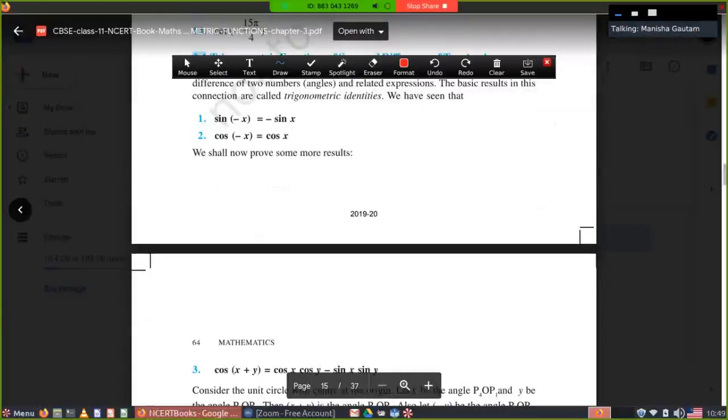The first identity is sine of minus x is equal to minus sine x. What is the meaning of this? I have discussed this table in the previous video. Clockwise and anti-clockwise, two types of rotations are there. If the rotation is clockwise, it means minus x. If it is anti-clockwise, it means plus x.